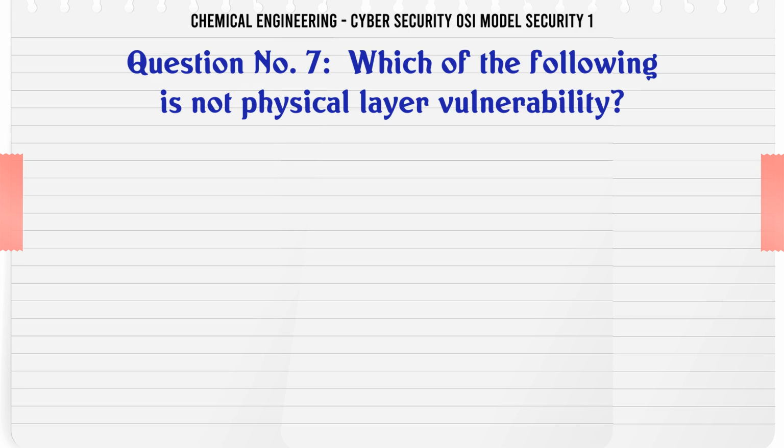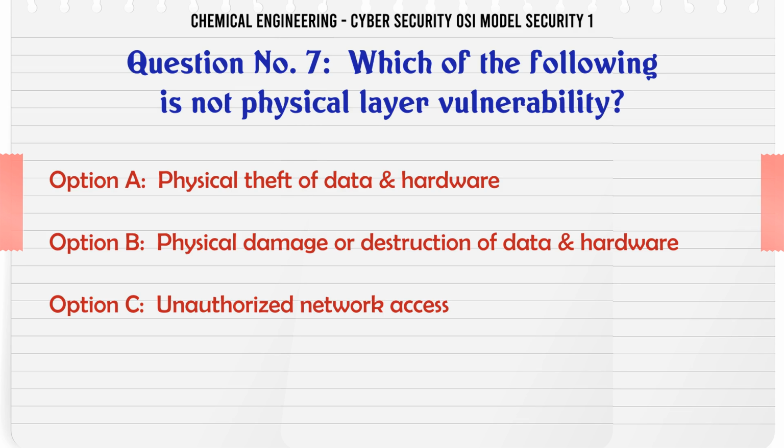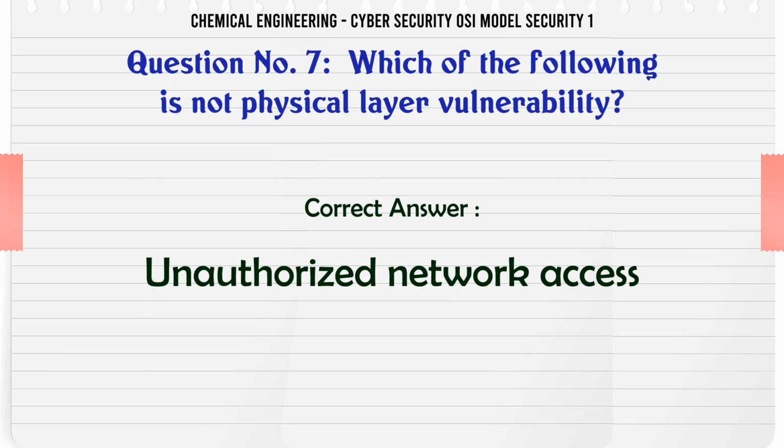Which of the following is not a physical layer vulnerability? A. Physical theft of data hardware. B. Physical damage or destruction of data hardware. C. Unauthorized network access. D. Keystroke and other input logging. The correct answer is unauthorized network access.